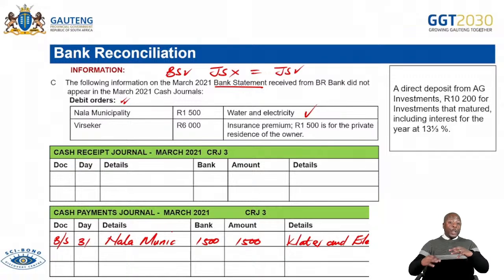Another hint. When you do the bank reconciliation, make sure you have your pencil close to you. Whatever you have dealt with, tick it or cross it out to show that I've dealt with this transaction. Let's go to the next one.